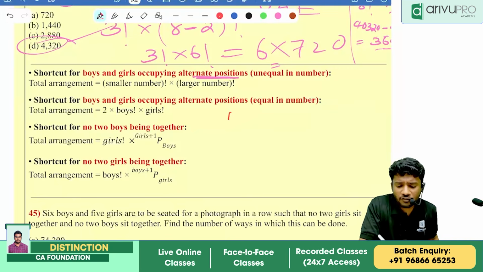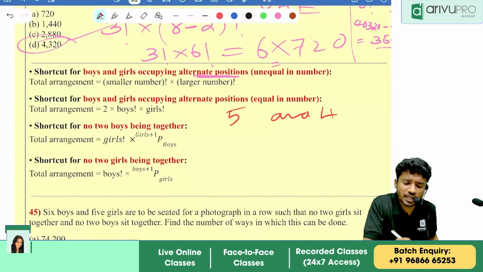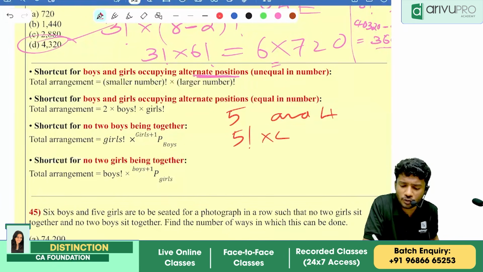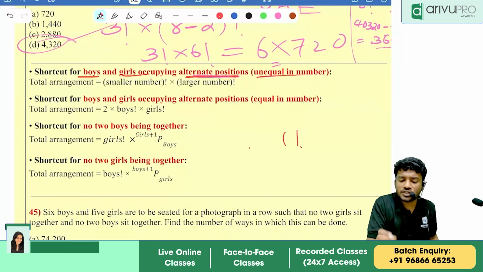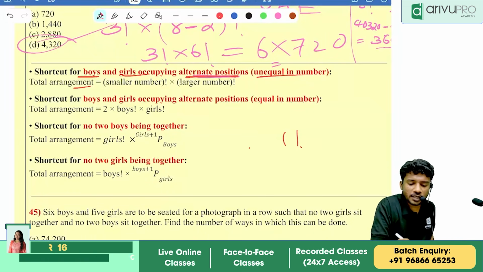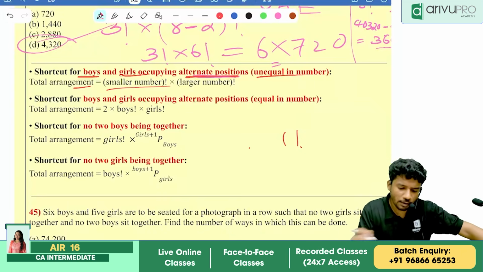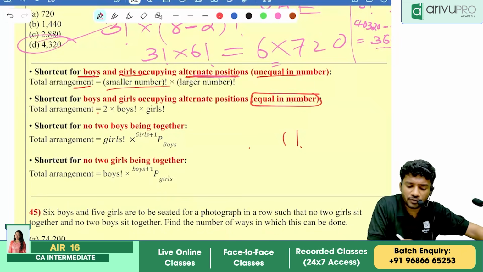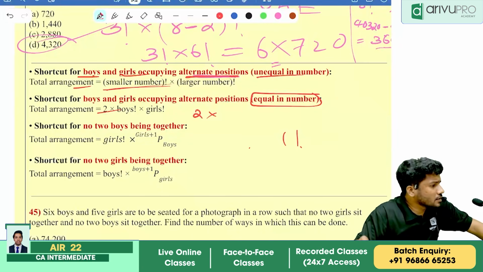Now, if there are 5 girls and 4 boys, how many ways can we arrange them? 5 factorial into 4 factorial. Make a note of it. When boys and girls are occupying alternate positions and are unequal in number, total arrangement is nothing but 5 factorial into 4 factorial. What if they are equal in number? 2 into smaller number factorial into larger number factorial.